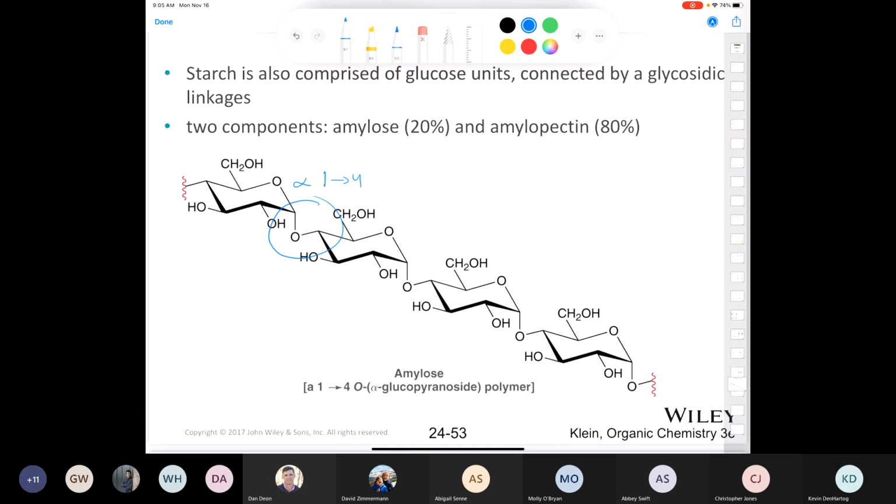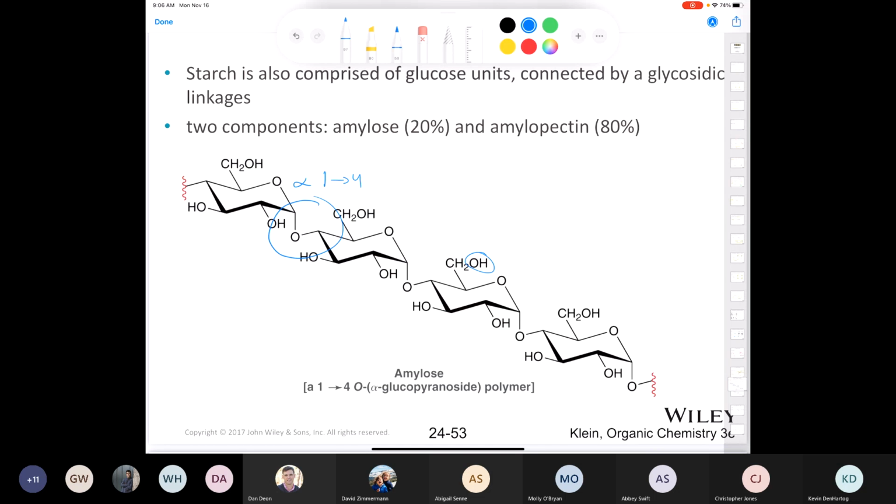The branching in amylopectin. Amylose is just all linear, like is shown here on this slide. Amylopectin has branches off of these hydroxyls right here, which are about 20 to 25 units. And this is the glucose storage form in plants.